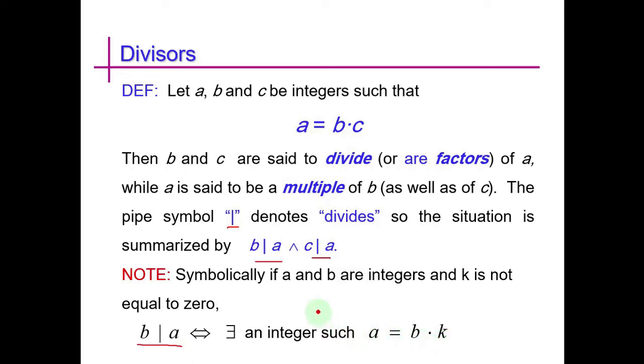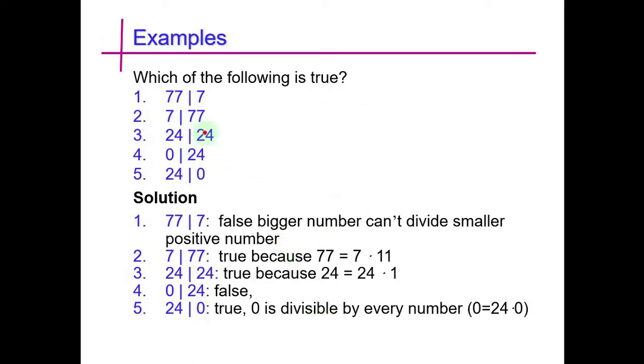So we will use this definition to understand the division from the examples. In the first example we have 77 divides 7. It will give us a fractional value. So false, a bigger number cannot divide a smaller positive number. So we see that bigger numbers cannot divide smaller positive numbers.